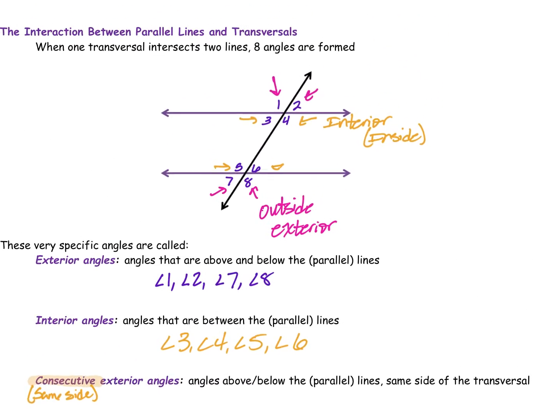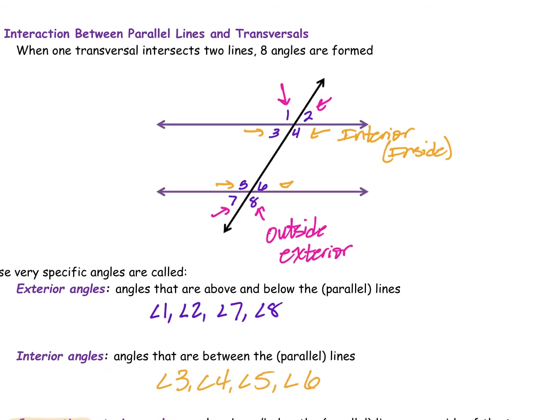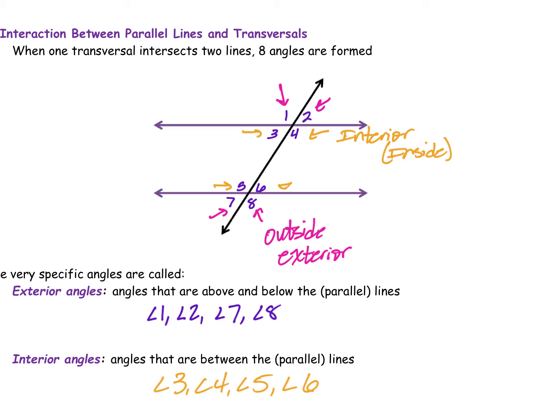So I want to bring my picture back up here. They're on the outside, right, because they're exterior, and they're on the same side of the transversal. So give me one set. 1, 4, 5, and 8. No, it'll only be 2 angles. Give me one set of 2. There are 2 sets of 2 angles. Remember, they're on the outside of the parallel lines and on the same side of the transversal. 1 and 7. 1 and 7, very good.